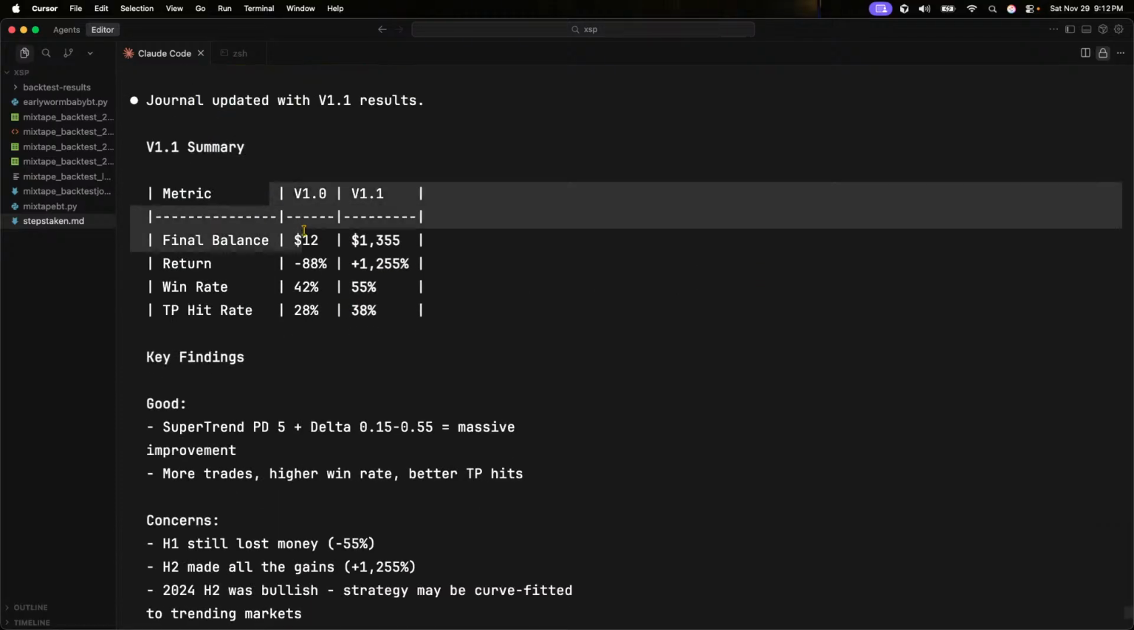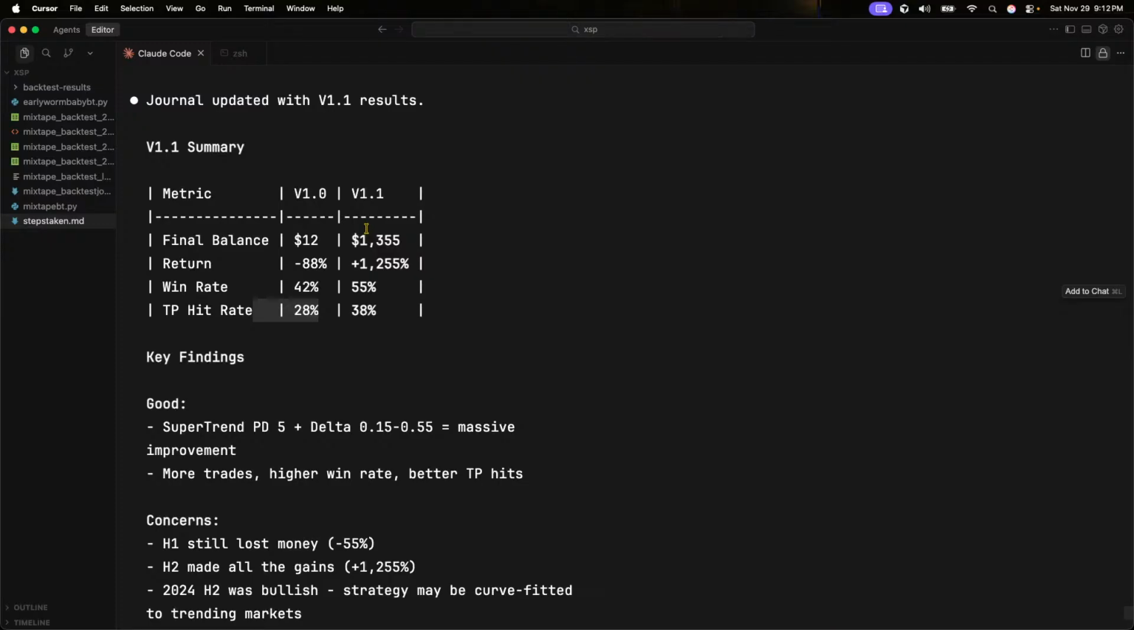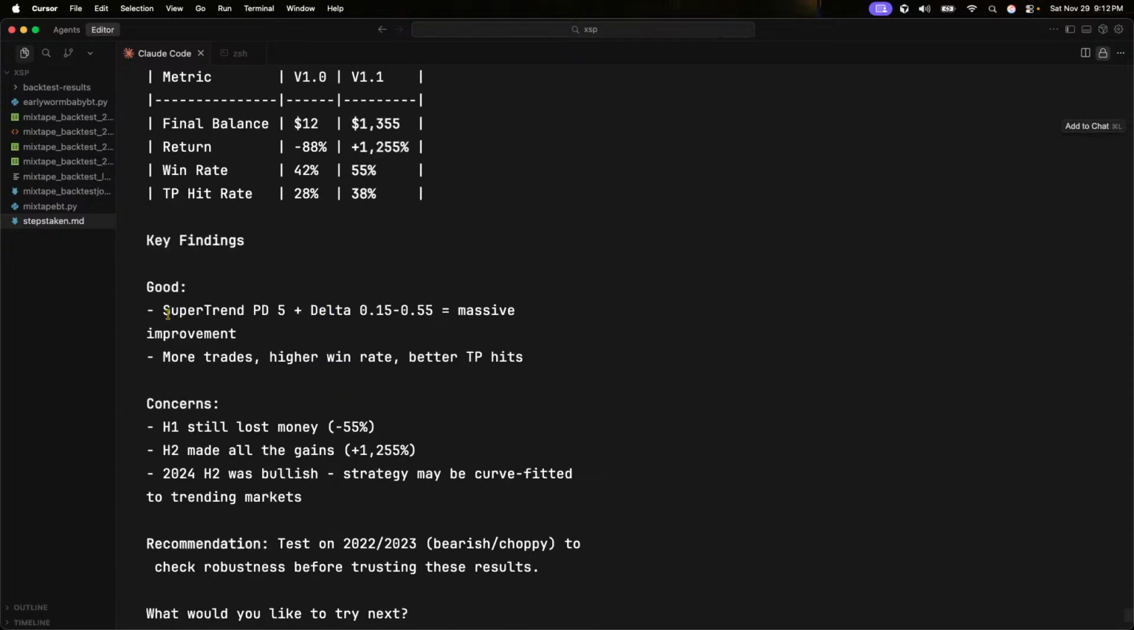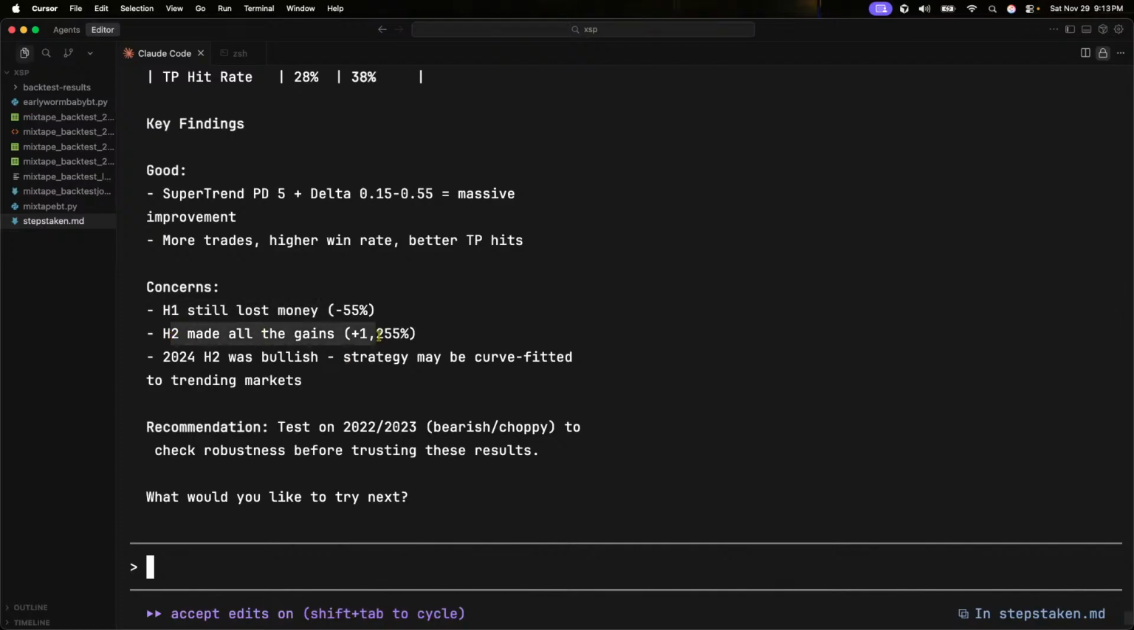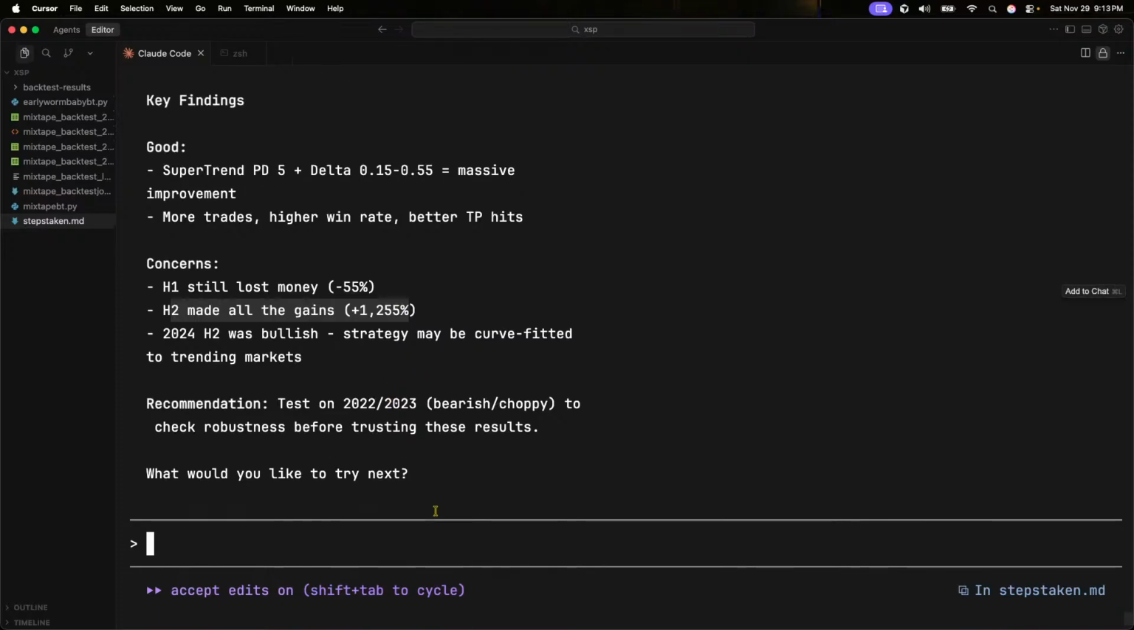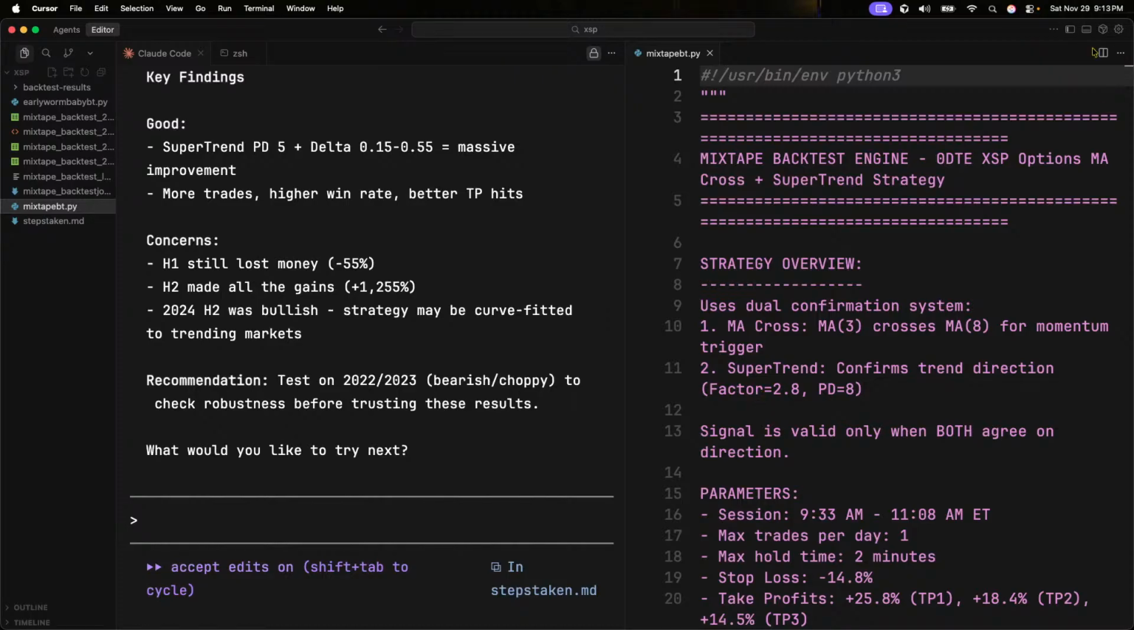All right, so version 1. The final balance was $12. Return was -88%, right? Win rate was 42%, and the TP hit was 28, right? Just with these two things that I adjusted, it went from $12 to 1,300. Our return is over 1,200%, right? So what we found out is that the Supertrend 5 plus the Delta is a massive improvement. More trades are hitting, with a higher win rate. Concerns are that we're still losing money in the first half of the year, while the second half of the year made money, but that was kind of deceiving, right? Because it was making, giving back, making, giving back. What I want to do is, okay, hold on. Let's file this away.